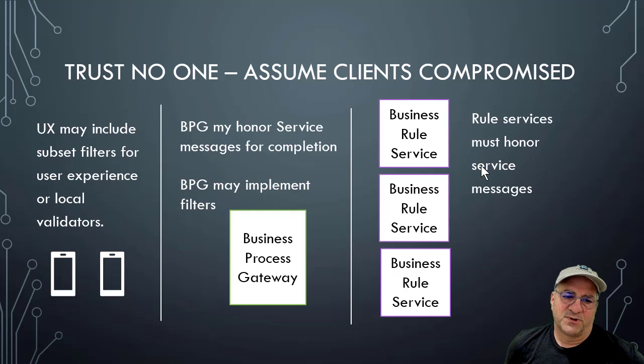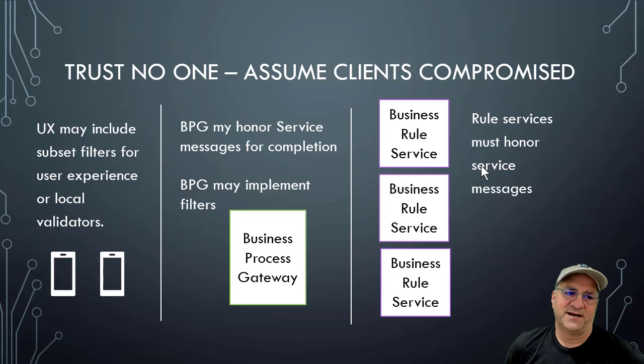Now, because this is a web app, on the internet, it's a trust-no-one architecture, and we need to assume that the clients are compromised. So really the UX may include a subset, filters, and do all this other stuff. The service messages for completion, I'll fix that in the presentation. The idea is that the gateways will do those filters, and the backend services still need to run. You need to be able to test all the rules that were implemented in the front end around what data was required.